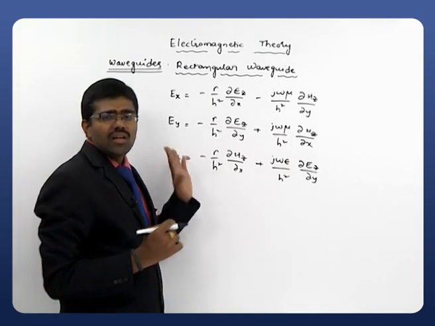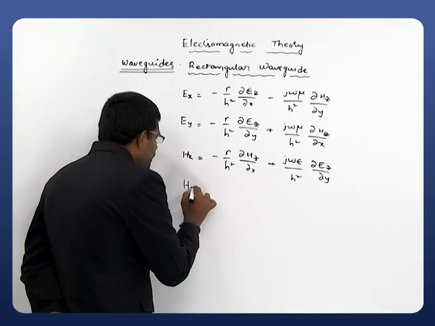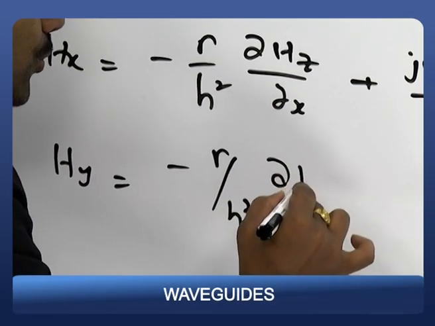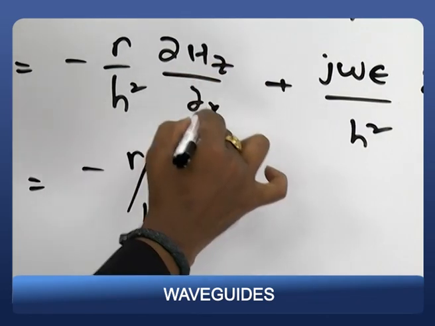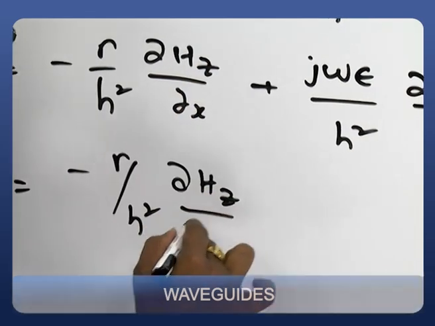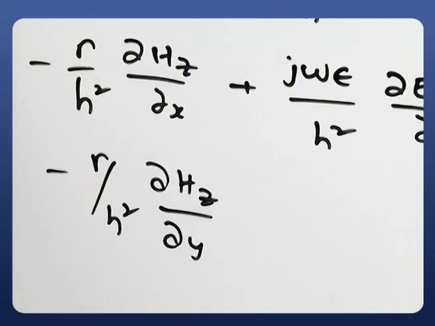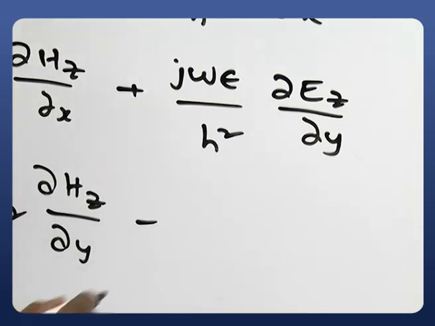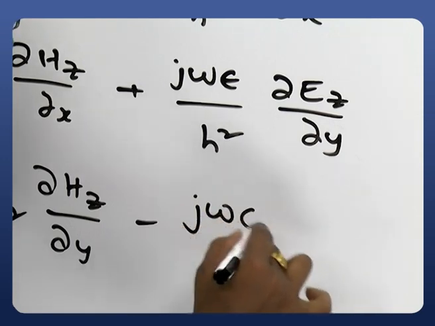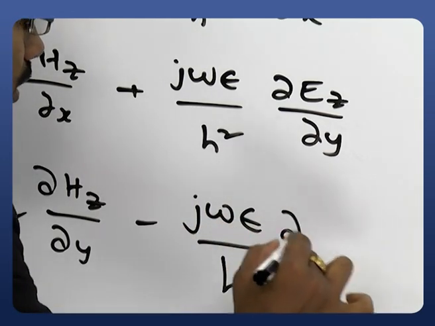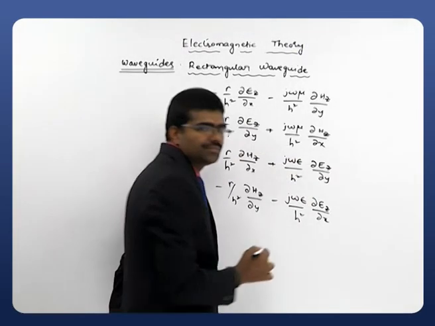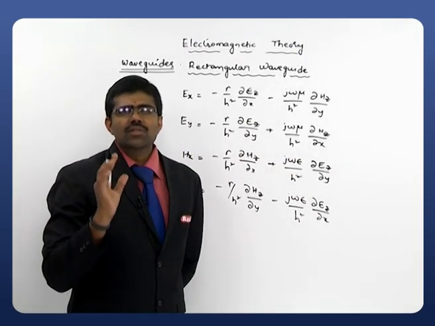And similarly the final equation can be written as Hy is equal to minus gamma by h square, which is common. Here also it is dou Hz. Here we got dou Hz by dou x, so here we will get dou Hz by dou y. Here we got plus, so here we will get minus. Minus j omega epsilon by h square, here it is dou Ez by dou x. So clearly these are the four equations that we have.